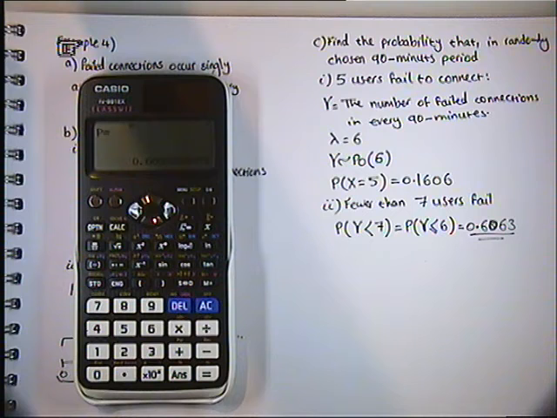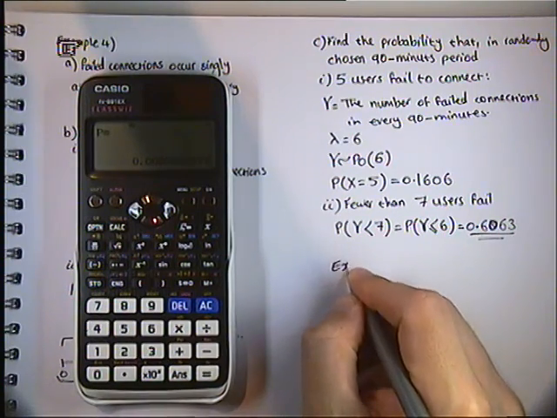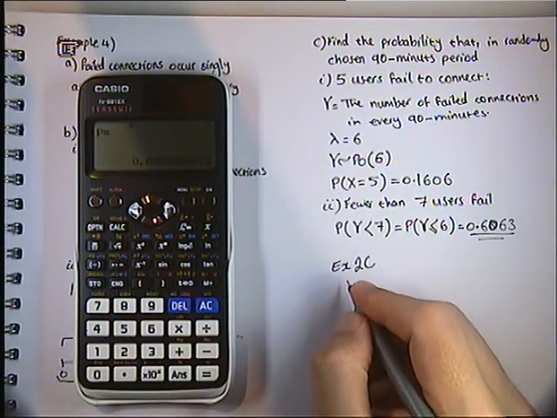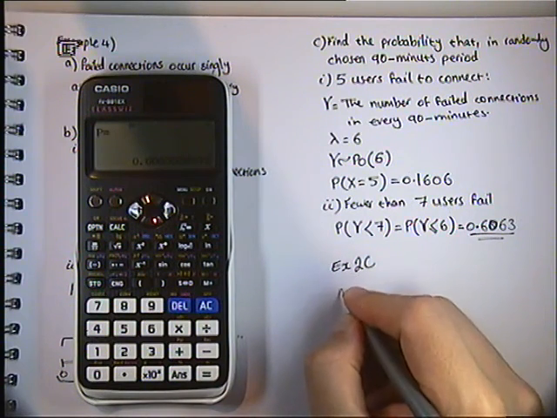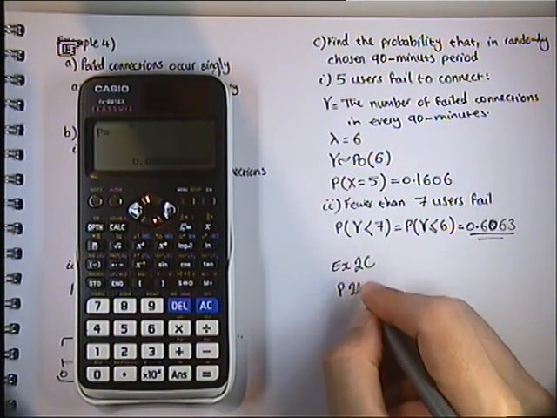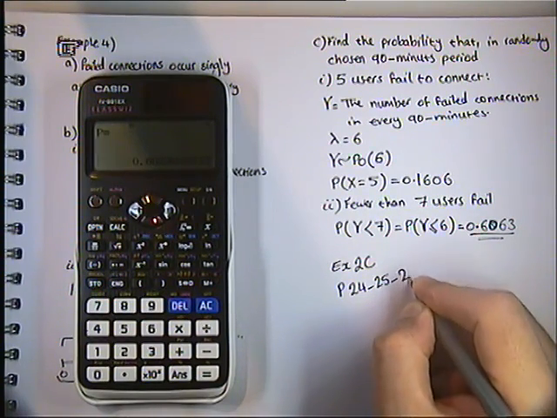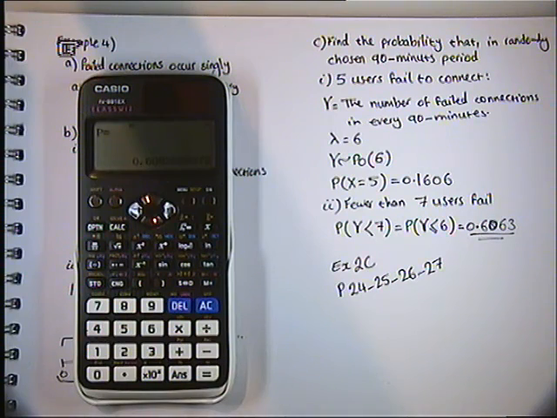Okay, end of section 2.2, and you will be able to do exercise 2C, which is pages 24, 25, 26, and 27. Okay.